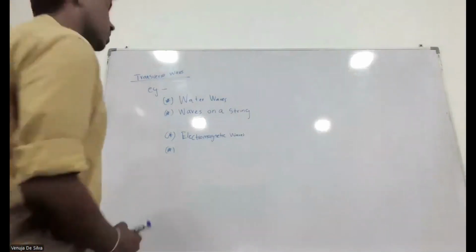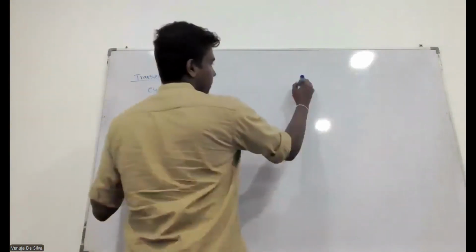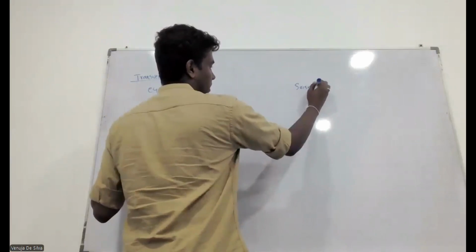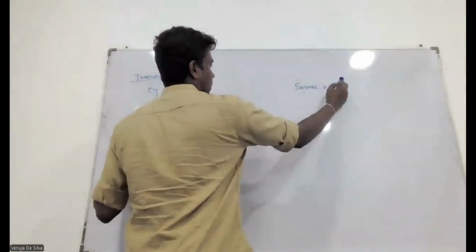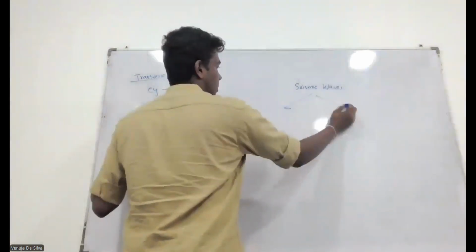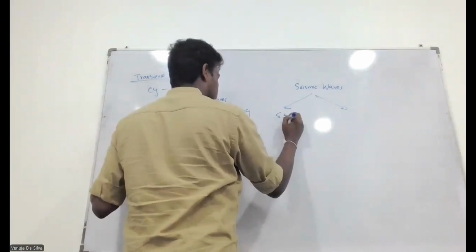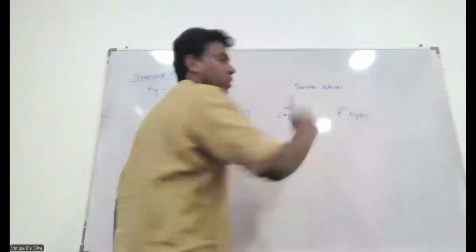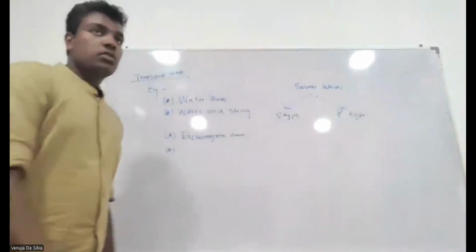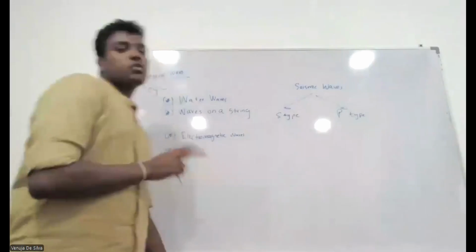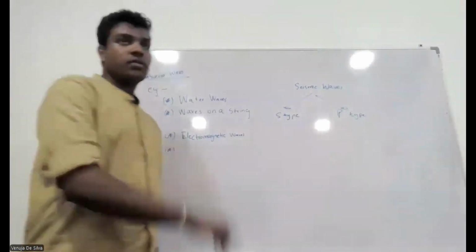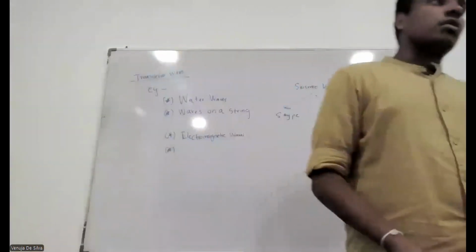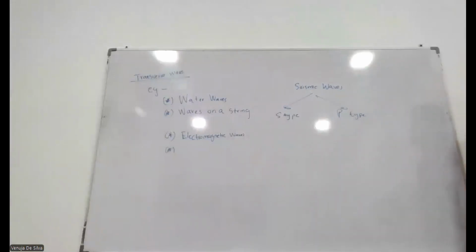There are two types of these seismic waves. What are those two types? S type and P type. These are the two types. Out of these two types, one of them is a transverse wave, the other one is a longitudinal wave. Can you guess?